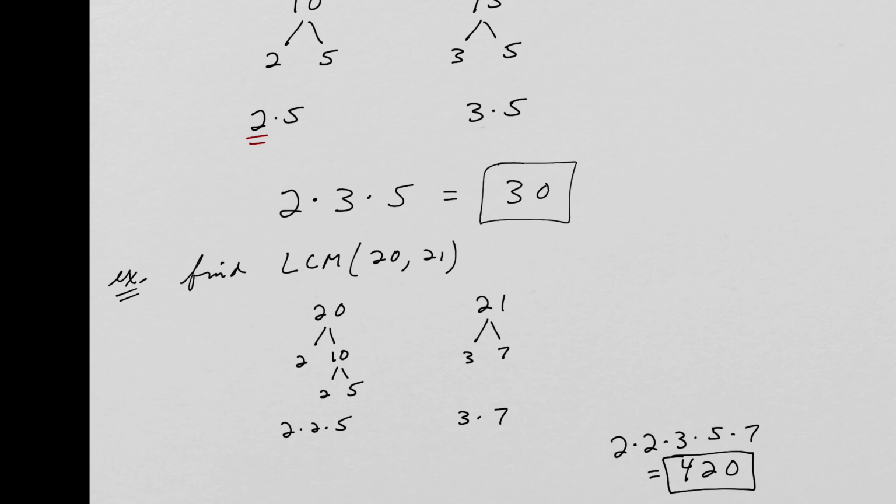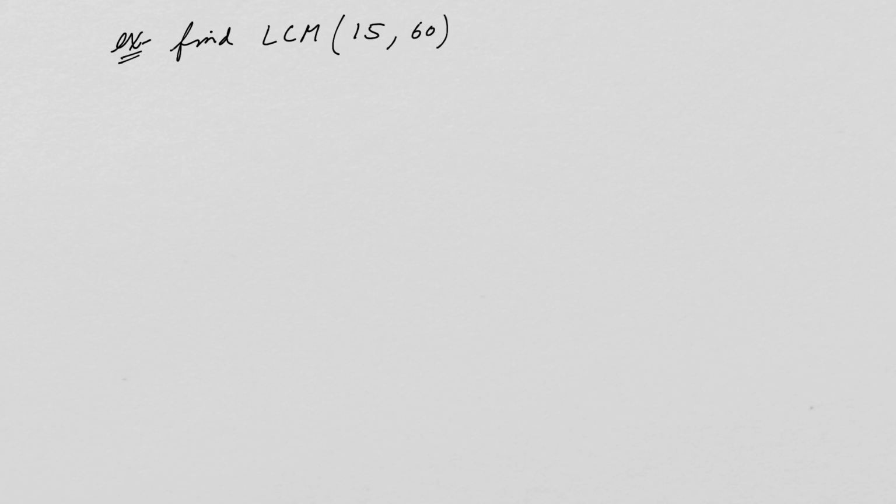Okay, here's another example. Let's say I'm going to find the LCM of 15 and 60. Okay, so let me find the prime factorization of each number. So 15. Does 2 go in? No. Does 3 go in? Yeah, 3 goes in 5 times. And I can stop, right? Because they're both prime.